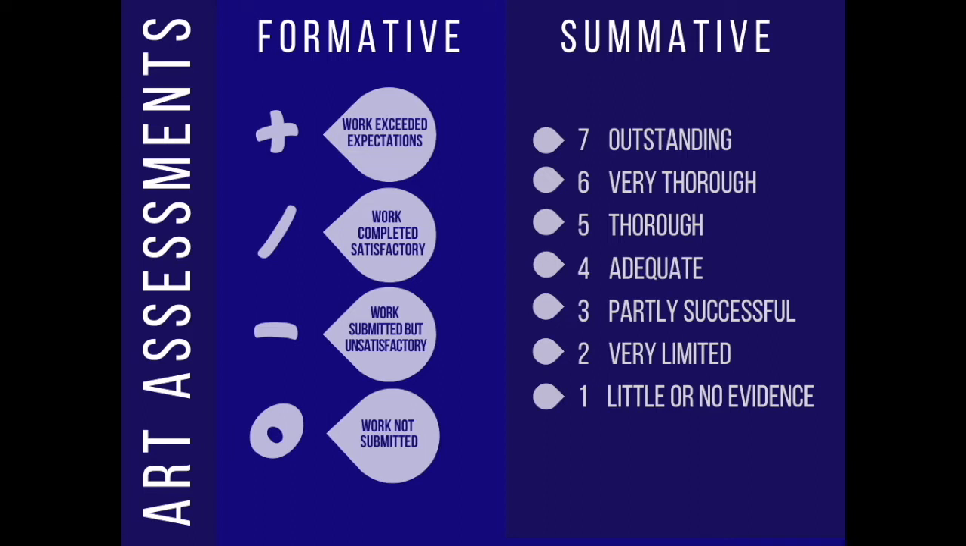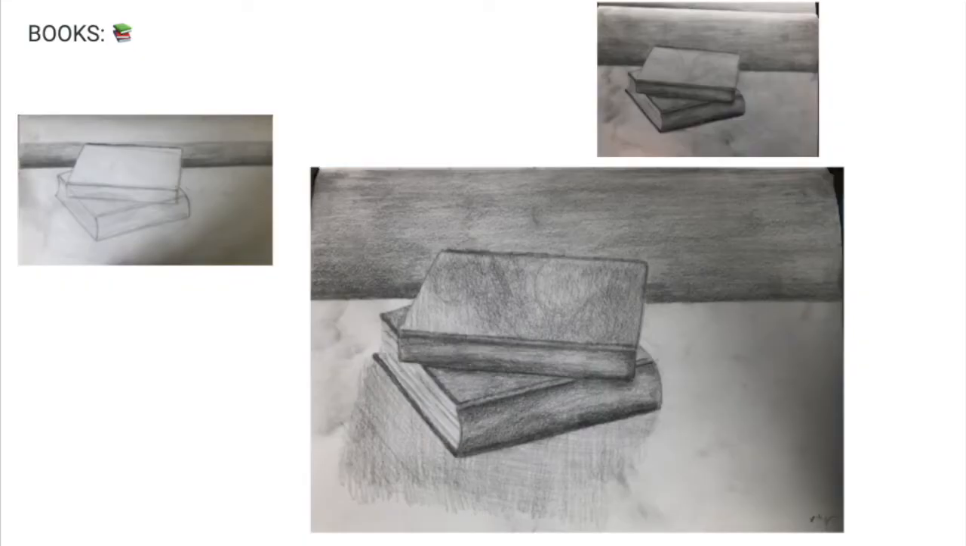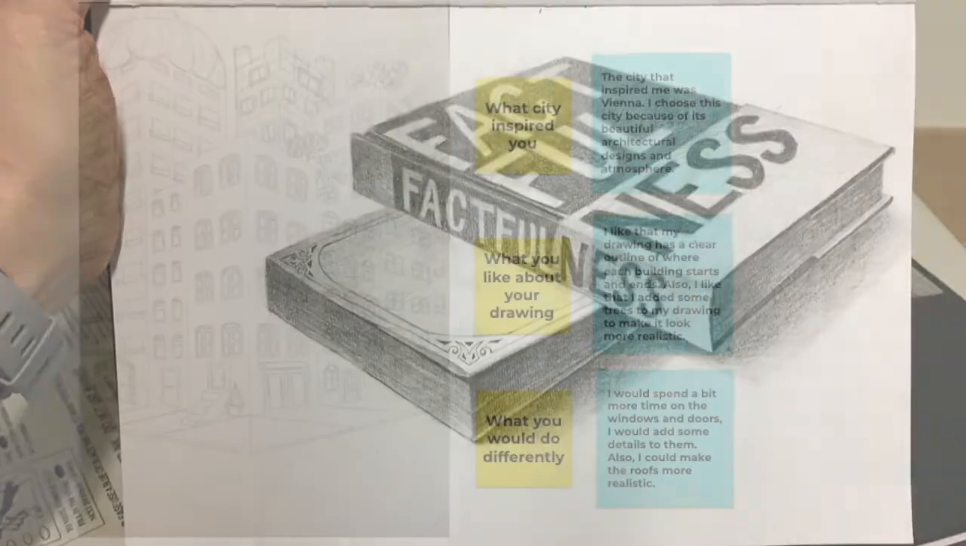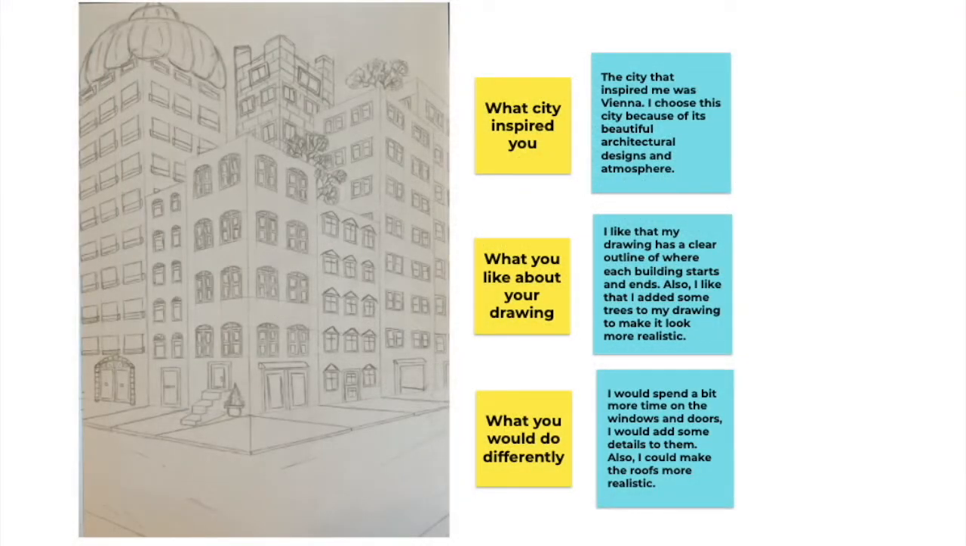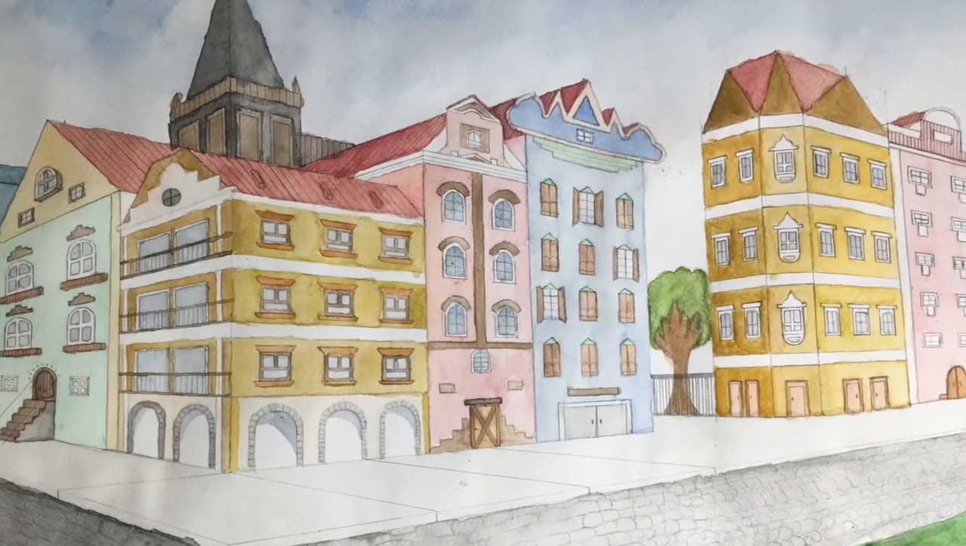This graphic can help you understand the symbols and numbers that we use for our formative and summative assessments. The course has formative assessments that help us prepare for our larger, more developed artworks. Our summative assessments are our more developed art projects, and they will get the 1 to 7 grades.